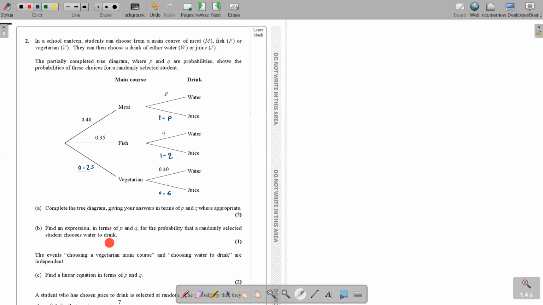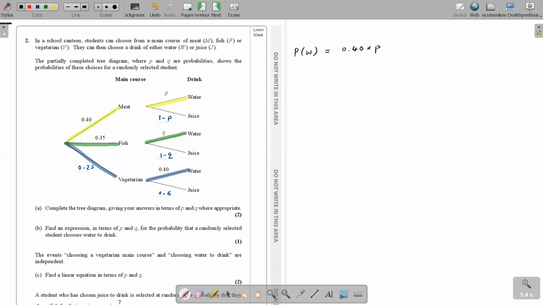Okay, so they ask you to get the answer in terms of P and Q. So the probability of selecting water. Children, can you select all the parts that end with water? 0.40 into P, and then you have 0.35 into Q, and 0.25 into 0.4. Don't say extra zeros, be careful. 0.40 into P.